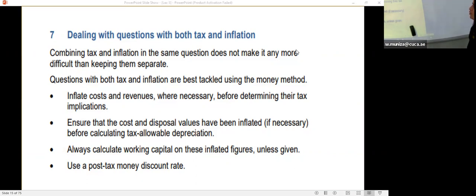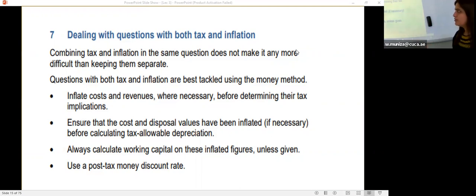Dealing with questions with both tax and inflation. So this is just the general method which they are just sharing with you. Combining tax and inflation in the same question does not make it any more difficult than keeping them separate. So do not keep them separate, do incorporate them in the same working, okay? Questions with both tax and inflation are best tackled using the money method.